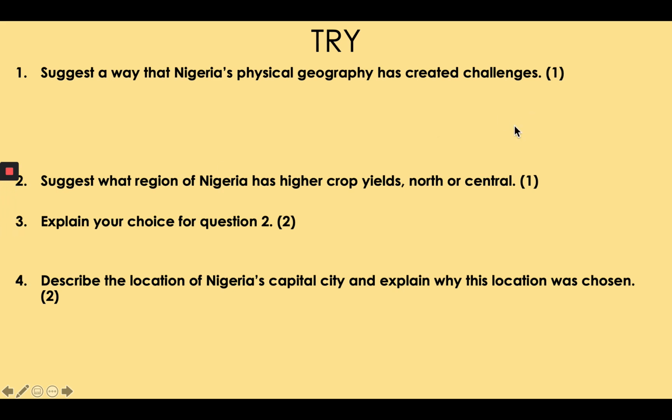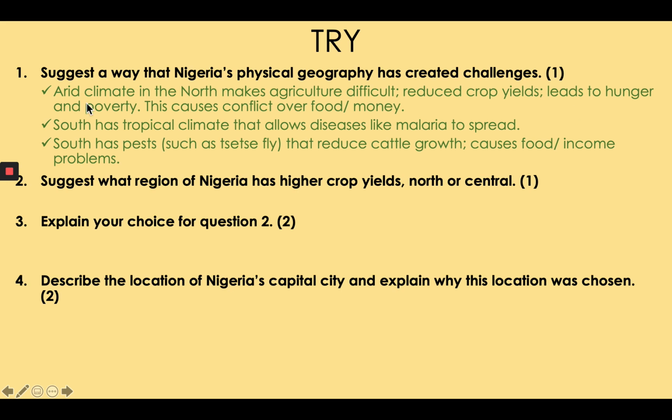Suggest a way that Nigeria's physical geography has created challenges. So any one of these would get you the mark. The arid climate in the north. The south has a tropical climate that allows diseases like malaria to spread. The south has pests such as the tsetse fly. Any one of those would get you a mark.